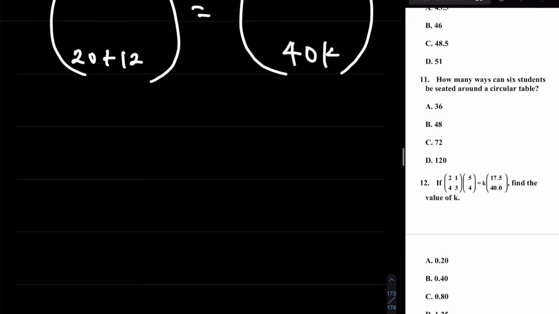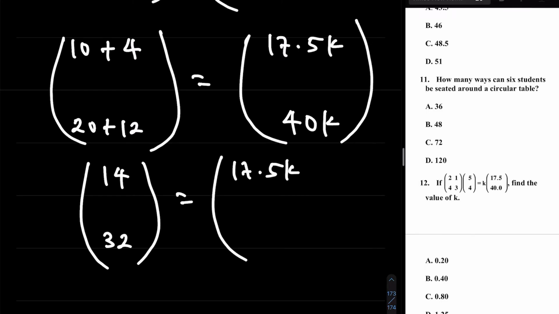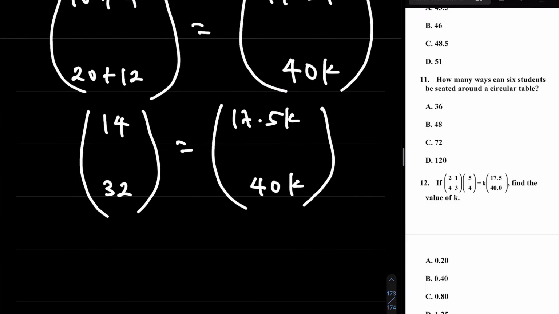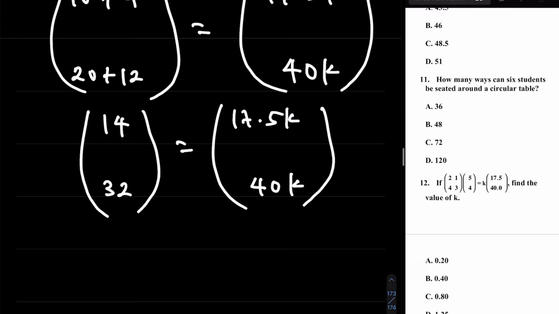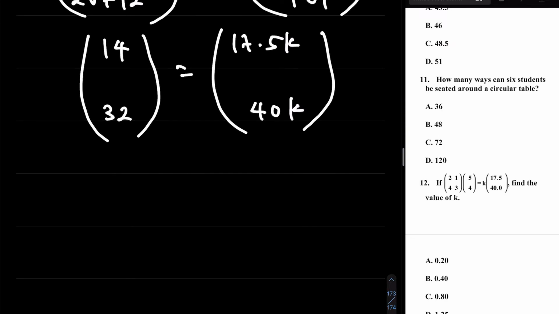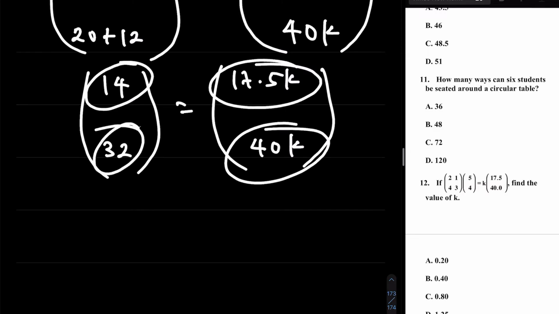Now this matrix on the left hand side will be 14, 32, and that will be equal to 17.5K, and the second element here will be 40K. Now this simply means 17.5K equals 14 and 40K equals 32. We can compare the corresponding elements of the two matrices, so we can use either of the two equations to solve for K. We can either say 17.5K equals 14 or 40K equals 32 to find the value of K.